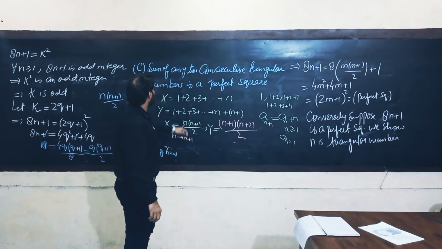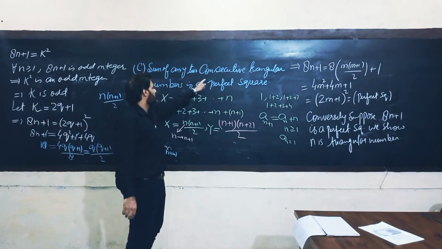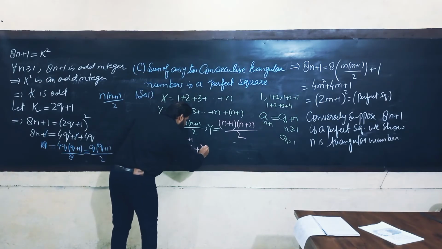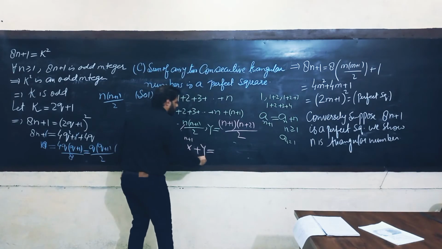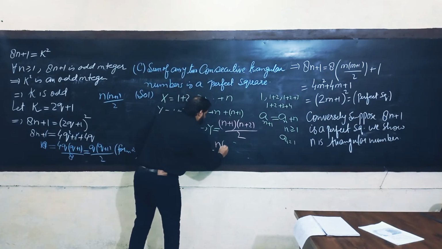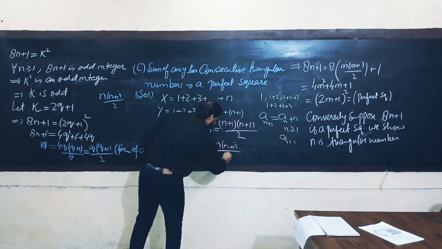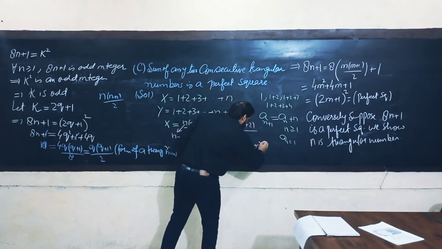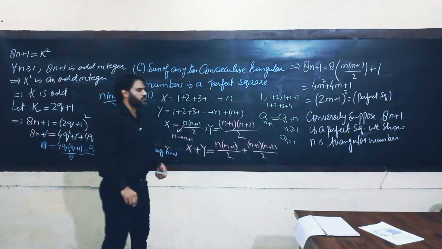Now our target is to show that the sum of any two consecutive triangular numbers is a perfect square. Now we show that x plus y, the sum of these numbers, n into n plus 1 over 2 plus n plus 1 into n plus 2 over 2, is a perfect square.